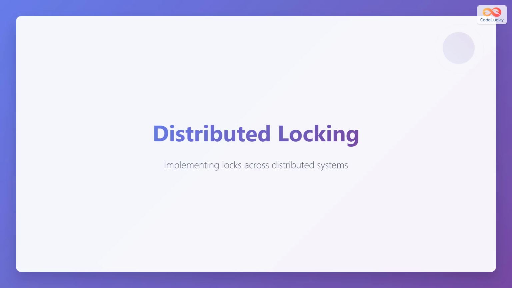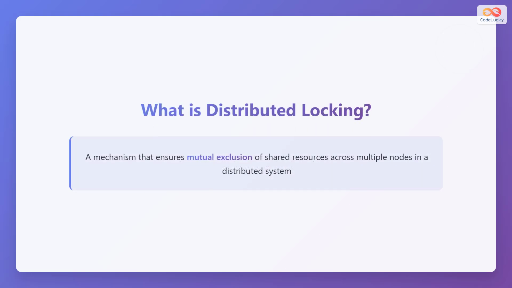Let's explore distributed locking. Here we will be implementing locks across distributed systems. A distributed lock is a mechanism that ensures mutual exclusion of shared resources across multiple nodes in a distributed system. Mutual exclusion is a property of concurrency control, which is instituted to prevent race conditions. It states that no two processes may simultaneously enter their critical section. It is the basic requirement for successfully implementing critical sections. This is the basic definition of a distributed lock.